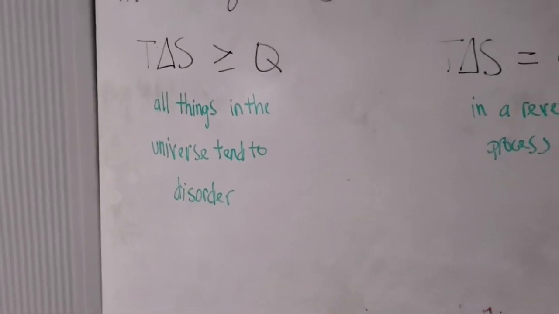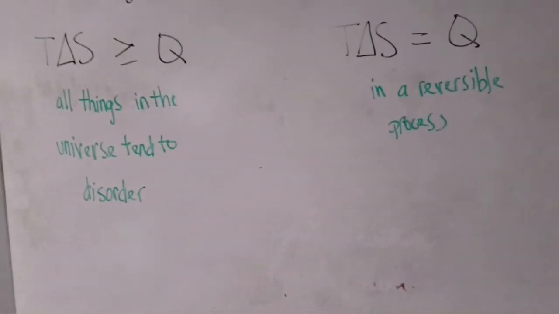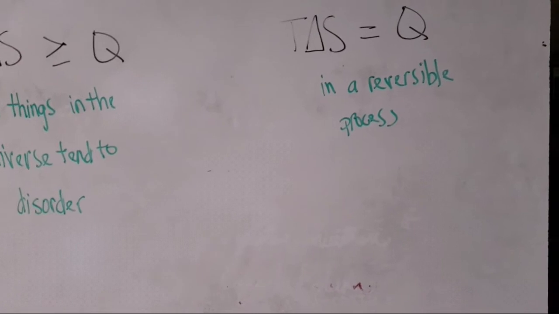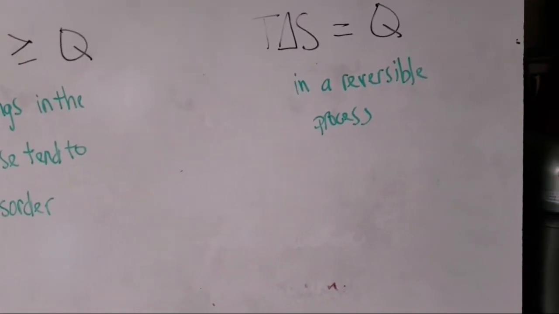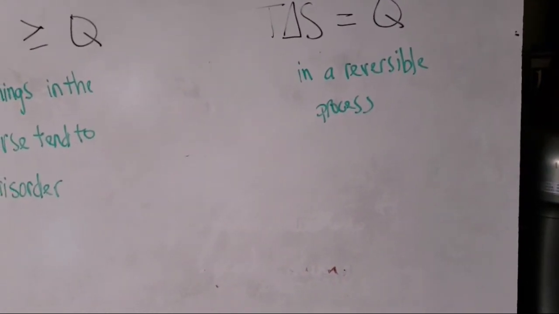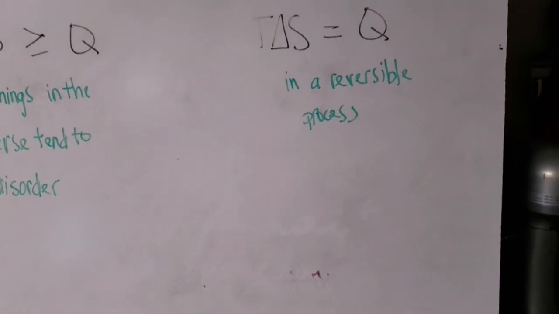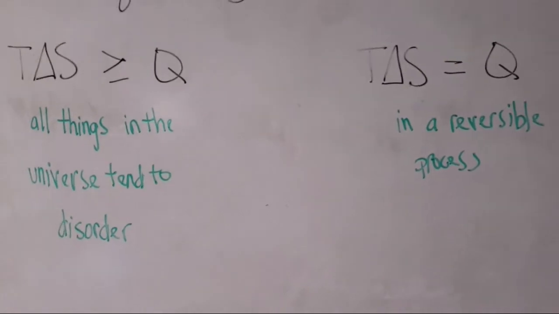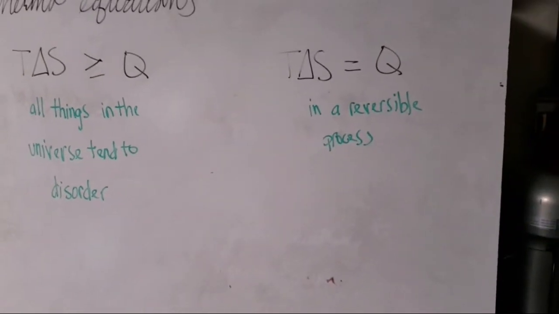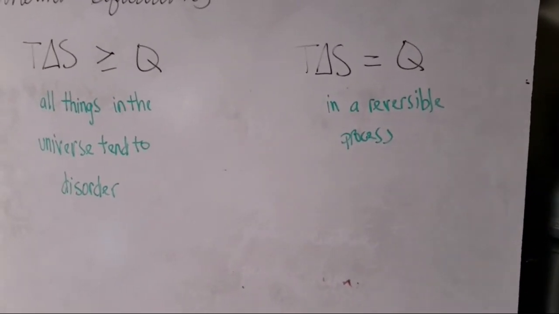it makes sense. Now, if the process is reversible, the equality sign changes, and in fact, the temperature in Kelvin multiplied by the change in entropy is actually equal to the heat gained by the system. So take a moment to think about that. It can be confusing initially. These are difficult concepts.